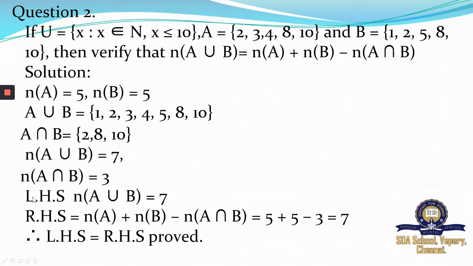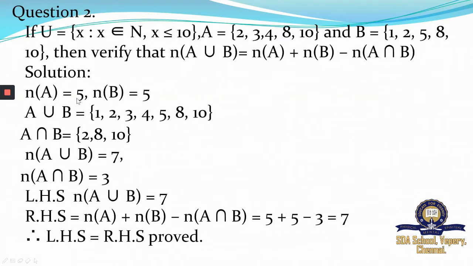So it is 3. Now, let us take the LHS. What does my LHS say? N of A union B. So it is 7. Let's write it down. Next, take the RHS part. What does my RHS say? It says N of A plus N of B minus N of A intersection B.